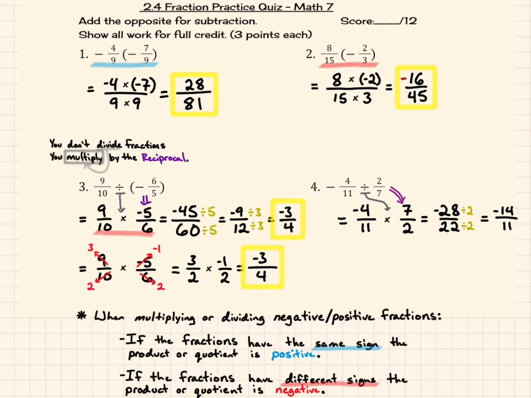If I wanted to do it using cross simplifying, I could set that up, and I know that both negative 4 and 2 are divisible by 2. I get negative 2 and 1. So negative 2 times 7 gives me negative 14, and 11 times 1 gives me 11. So I would end up with the same answer.